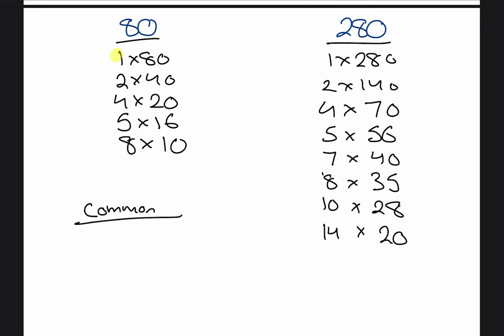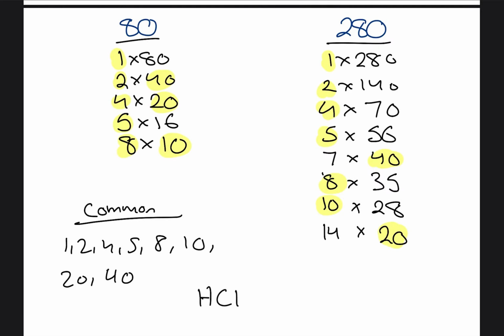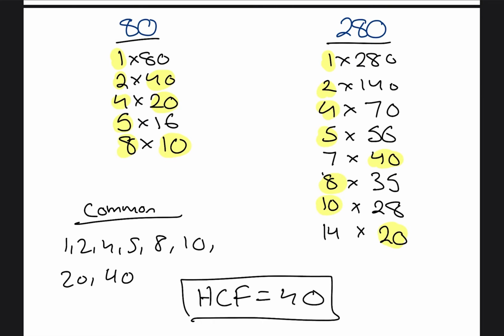And what do we have? We've got 1, 1, 2, 2, 4, 4, 5, 5. We have 8, 8, 10, 10. We've got 20, 20, 40, 40. There we are. Common is 1, 2, 4, 5, 8, 10, 20, 40. And highest common factor equals 40. There we are.